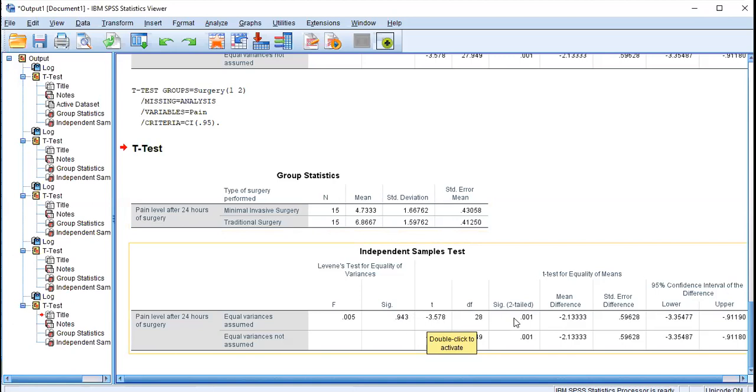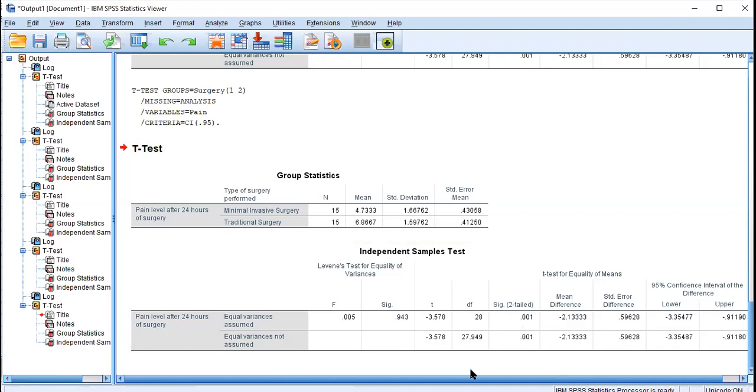The degree of freedom is 28. We know it because n minus k is the degree of freedom. Here n is equal to 30, and k is equal to 2, since we have two columns, one for sample 1 and second for sample 2. So n minus k is 30 minus 2, which is 28, and significance comes to 0.001, which is highly significant at a confidence level of 99.9%. So you can guess how big the difference is.